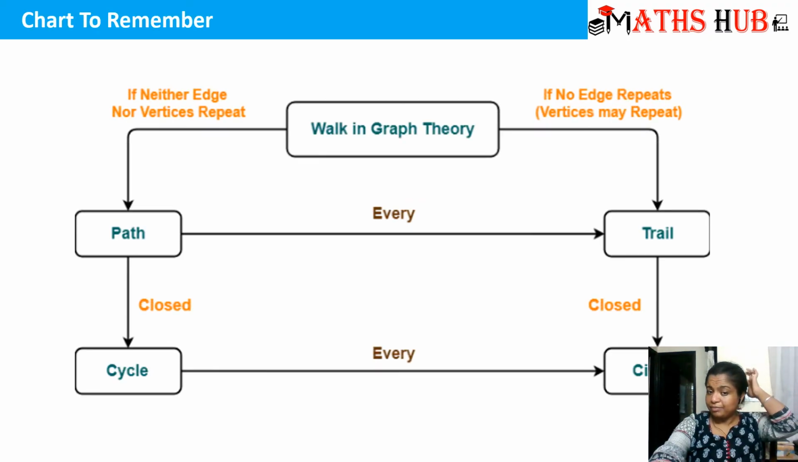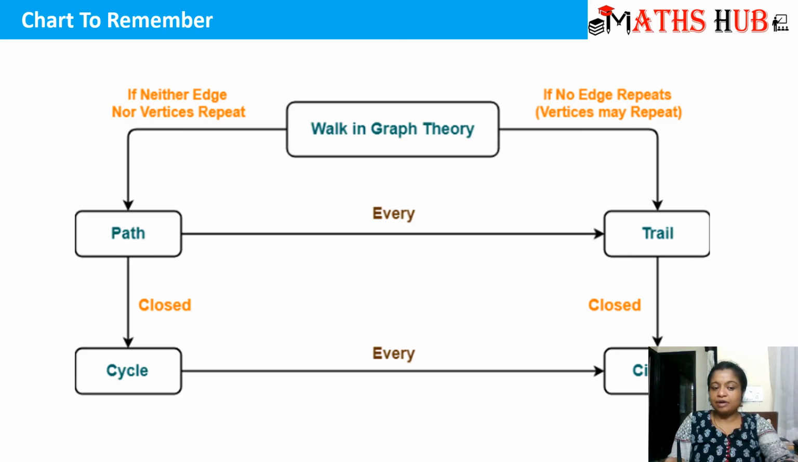Now there is a very useful chart which you need to remember while you are attempting questions. Whenever we talk about a walk in graph theory, there are two cases: if the vertices repeat and the edges are not repeating, then that walk is called a trail. Now if both the vertices and the edges are not repeating, then that walk is called a path. So we can say that every path is a trail, but vice versa is not true, right?